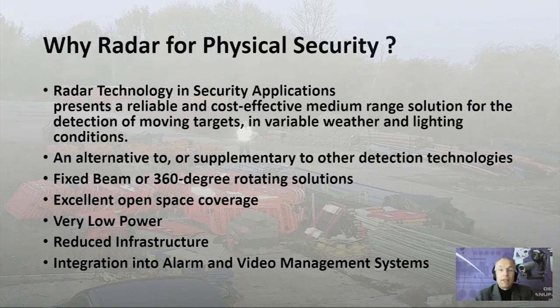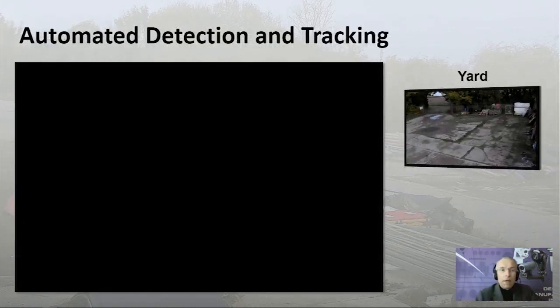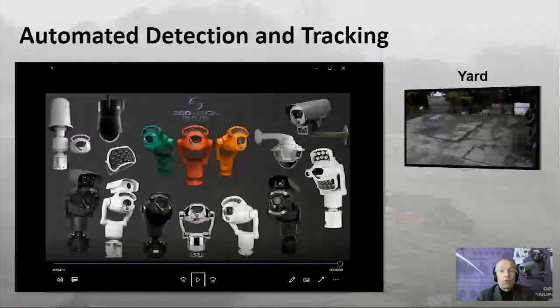So to give just a quick example of a typical application for a radar, it could be as shown here, just a yard, a large open space. What are we looking for a radar to do? Well, we're looking for it to detect anyone that's moving in this particular area. So here's a quick video that just shows that example.